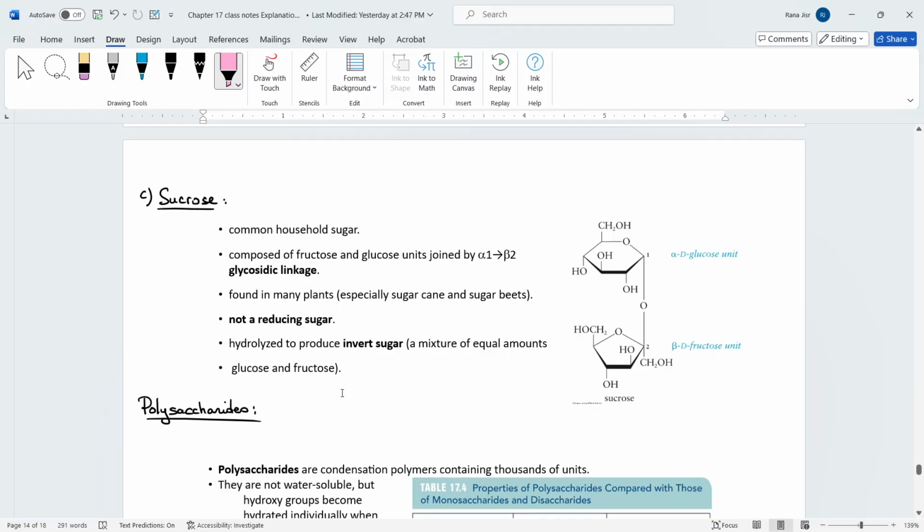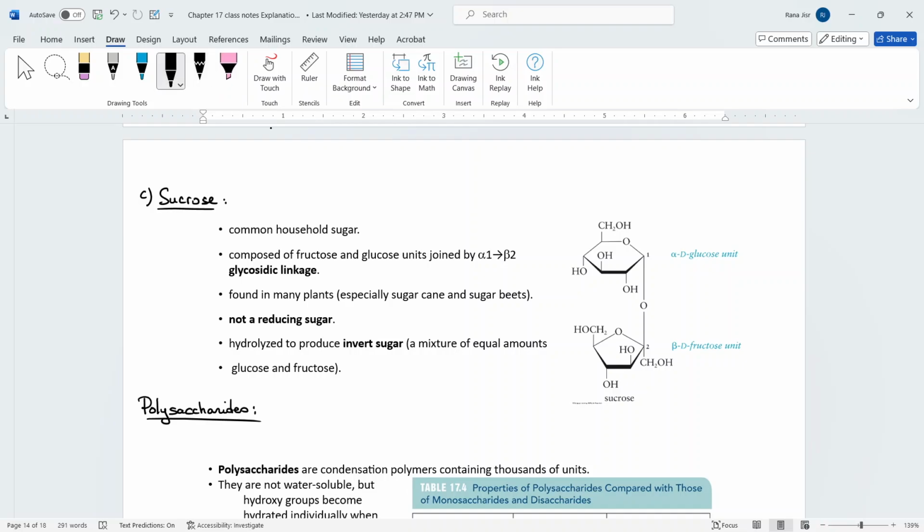Sucrose is another disaccharide. Sucrose is the regular table sugar that we use, and sucrose is composed of 2 monosaccharide units, fructose and the glucose units. And the fructose and the glucose, so this is the fructose unit and the glucose unit, these are joined together by alpha 1 beta 1 glycosidic linkage.